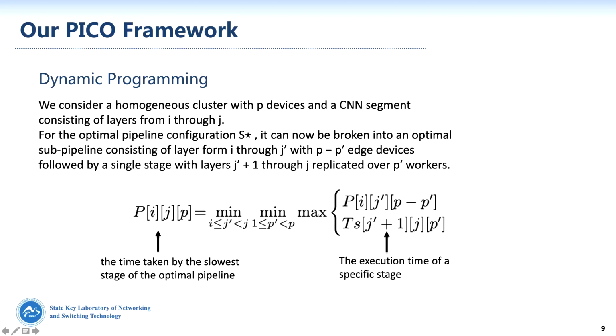And here is the dynamic programming formula. We can see it's a very simple iteration which iterates all the possible combinations of J' and P'.